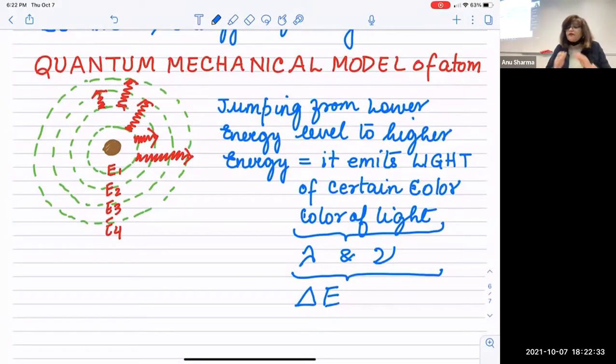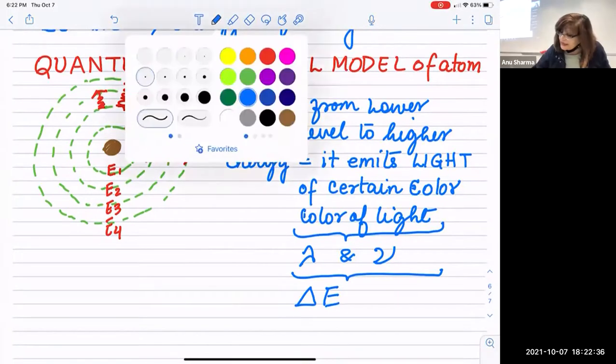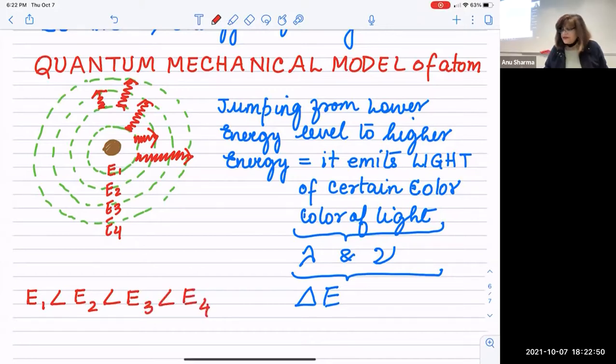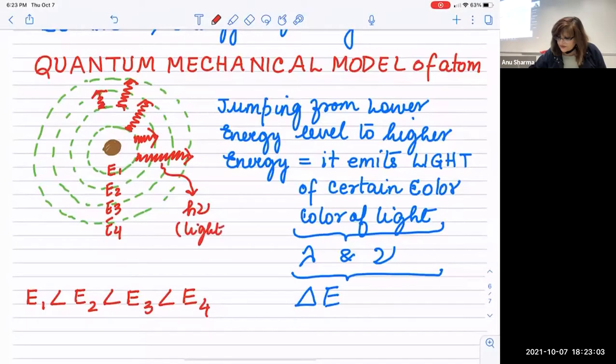So with that, we were 100% sure that E1 is a lower energy state, E2 is a higher energy state, E3 is higher, and then E4. The further away you go from the nucleus, the value of the energy is also increasing. Each one of these emits a certain color of light. H nu is light, and that color of light is associated with energy. We were able to tell 100% what the value of that energy is.